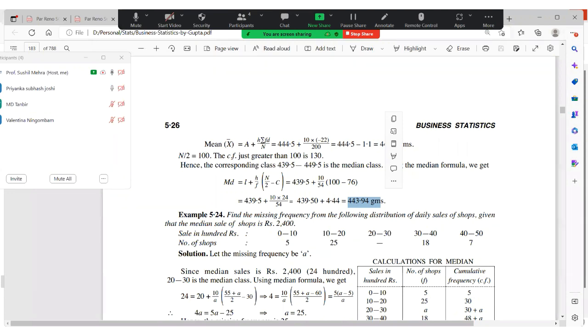The next class we will do the partition values and some examples of median also.